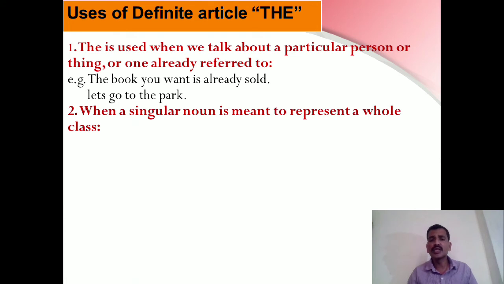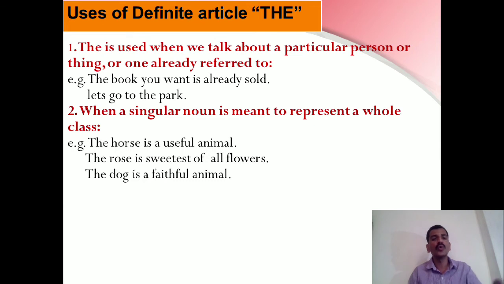Second rule, when a singular noun is meant to represent a whole class. For example, the horse is a useful animal. The rose is the sweetest of all flowers. The dog is a faithful animal. Useful animal, faithful animal, these are very important examples you can remember. Try to understand that when a particular noun represents the whole class, then we can use "the" as the definite article here.